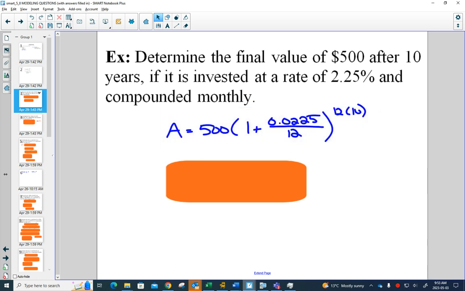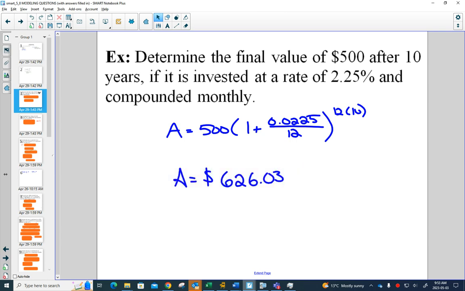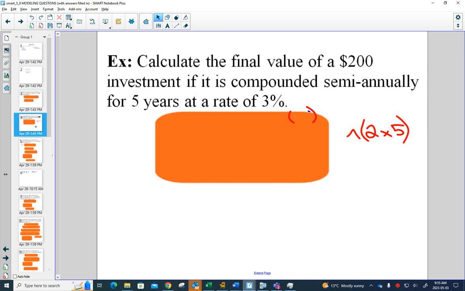And let's check, did you plug everything into the right spots? And then this one's just a matter of typing that into your calculator. So I would also say right now, take out your calculator. See if you can get $626.03. Check if you can put the values in, type them into your calculator.